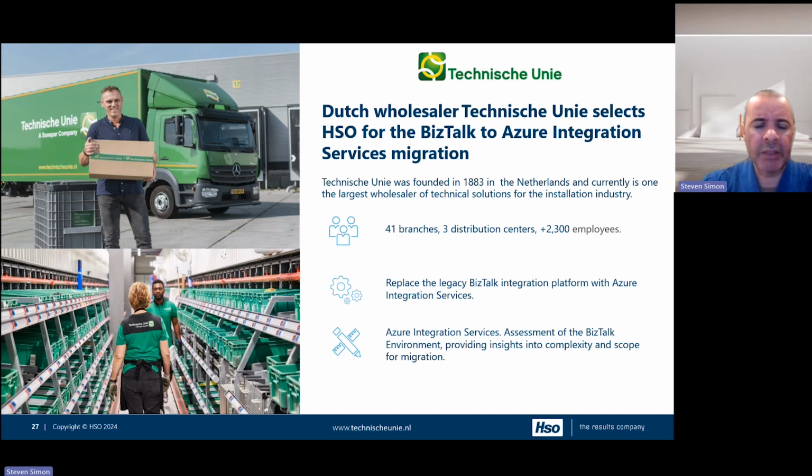The first one I'll talk about is an organisation in the Netherlands, a retail distribution organisation called Technische Unie. They've got about 37 branches and 3 distribution centres, 2,300 employees. But the key thing is, when we started to work with them and analyse their environment, they had approximately 300 different integrations. They wanted to move to the cloud, they wanted to upgrade from the BizTalk they were on, and they wanted to understand how they do that.